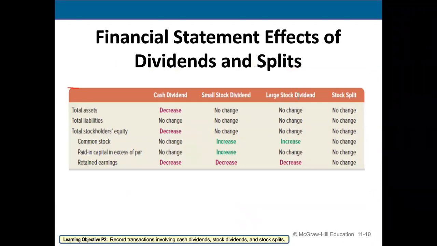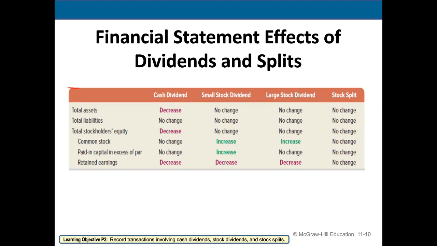So here's just a summary of what happens. If we pay a cash dividend, we're paying out cash, and we're paying that out of our retained earnings. So when that happens, our assets will decrease because cash is an asset, and our retained earnings will decrease. And since retained earnings is part of stockholders' equity, our total stockholders' equity will also decrease.